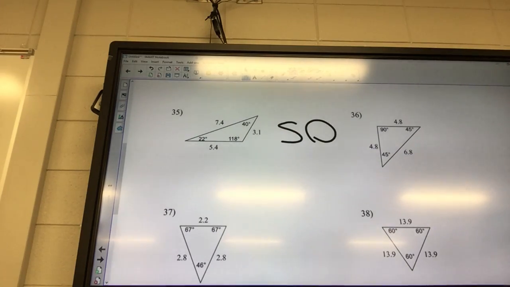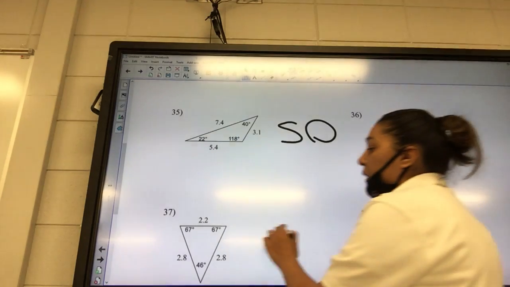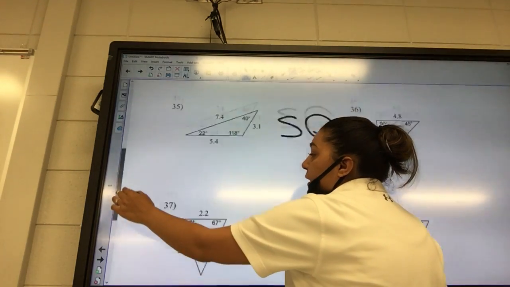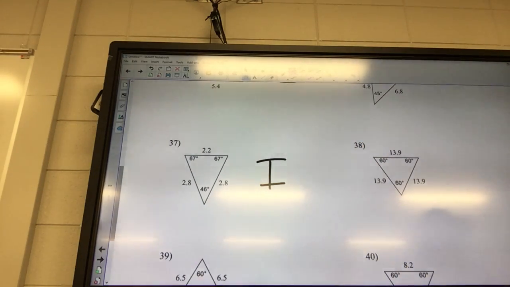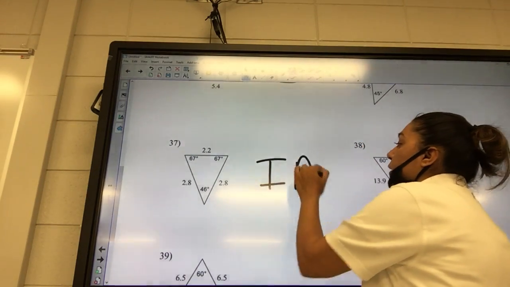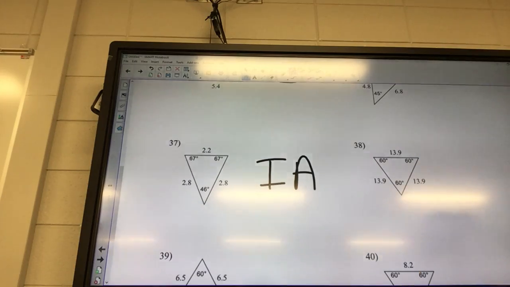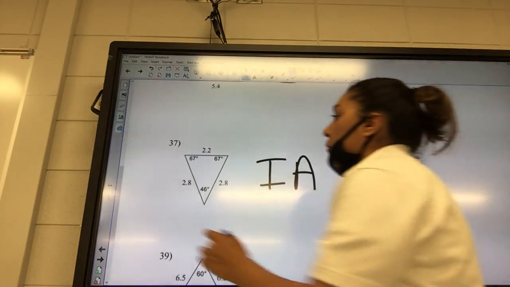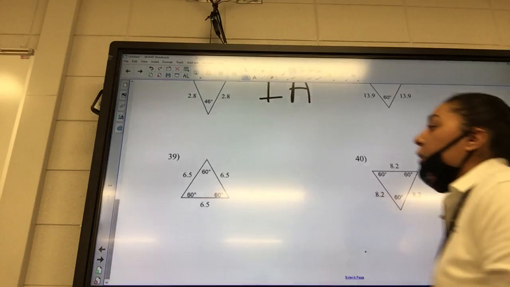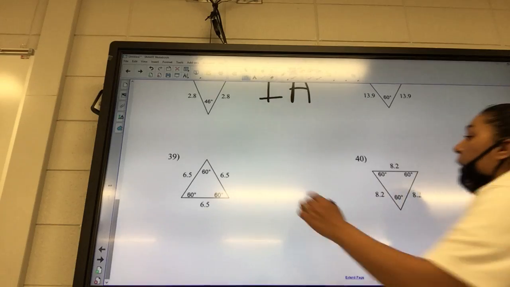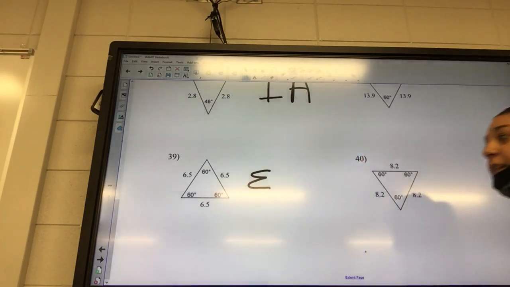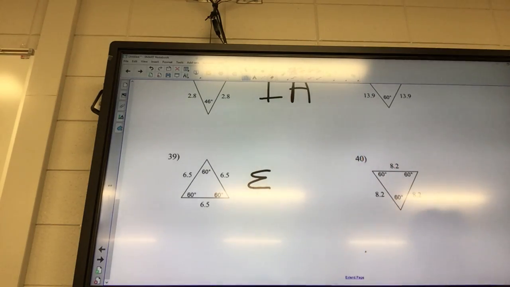37, I got 2.2, 2.8, 2.8. Isosceles, and my angles are 67, 46, and 67. Acute. We picked the biggest one, so it's going to be acute. 39, I got 6.5, 6.5, and 6.5. Equilateral. And then my angles are 60, 60, and 60. Acute.